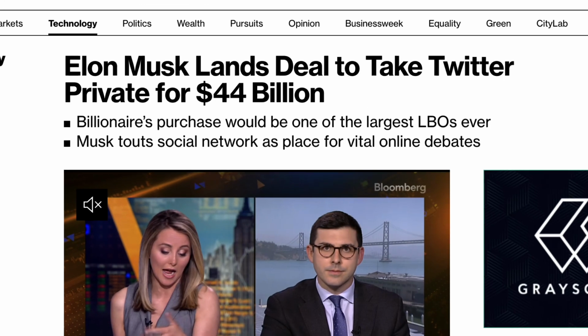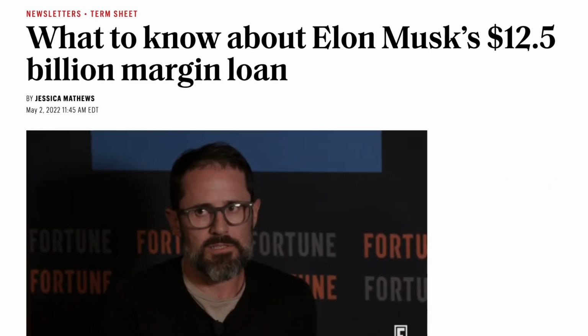So first and foremost, let's talk about how Elon Musk came up with the $44 billion to buy Twitter. Well, as you know, Elon Musk owns millions and millions in shares of Tesla stock. And part of the strategy he used in order to come up with the $44 billion to purchase Twitter was to take out margin loans against his Tesla stock. Now, the reason why this strategy is so effective is because he doesn't have to sell all of his Tesla stock in order to get the money he needs to purchase Twitter.